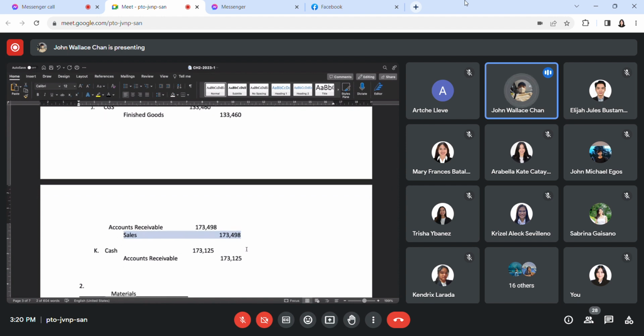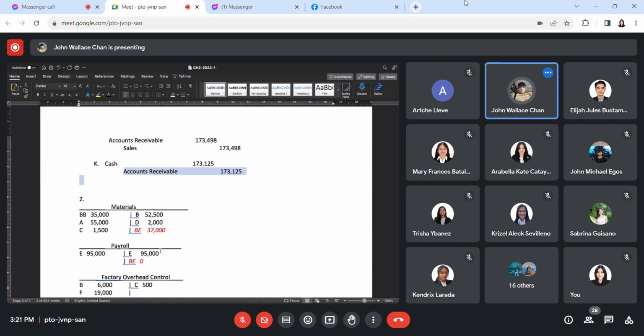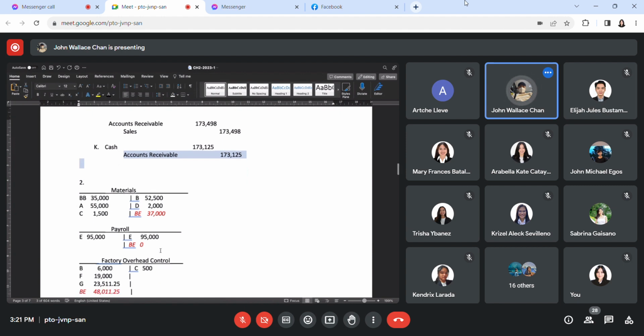For letter K, it's just a collection of customers amounting to 1,073,000 pesos 125. So we debit cash since we collected cash, and then we credit your accounts receivable. So for the second requirement, we have your T accounts for the specific things, your materials, your payroll, your FOC, your WIP, and your finished goods. So first is your materials.